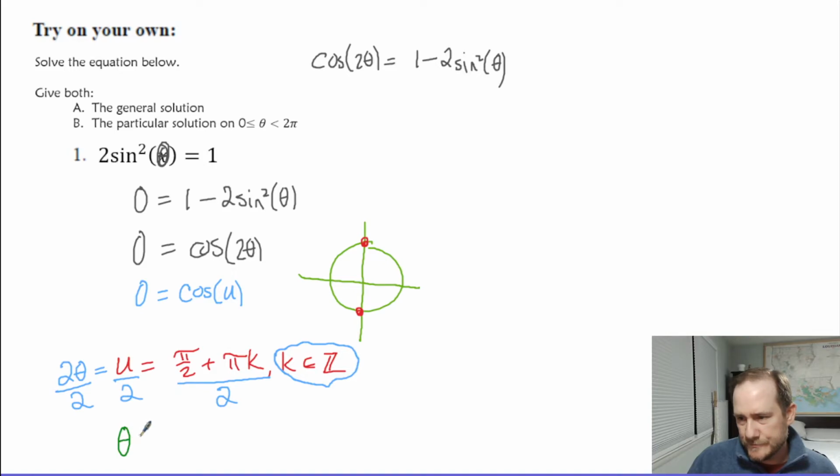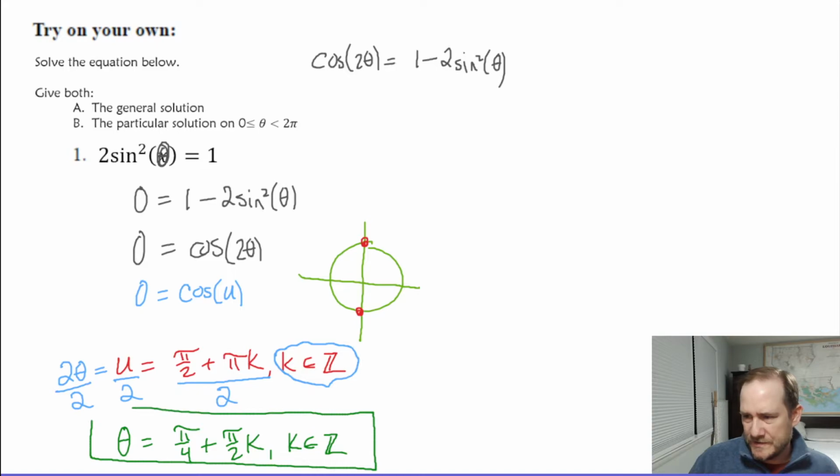So theta equals pi over 4, because I'm dividing by 2, plus pi over 2 k, where k is an element of the set of integers. So I don't know which of these methods felt easier to you, but you're noticing, I hope, that we're getting the exact same solution set.